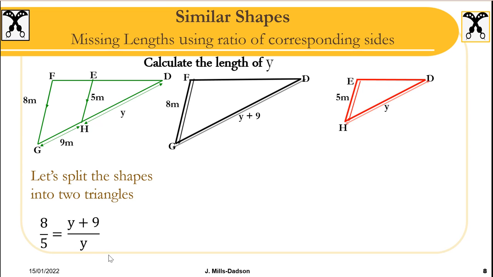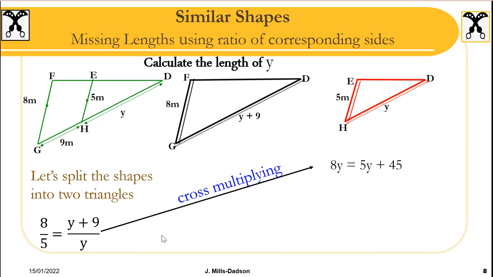Now I've got a simple equation. I cross multiply. I have 8y equals 5y plus 45. And I solve it like an equation by taking 5y from both sides. So I have 3y equals 45. Divide both sides by 3. And I have y equals 15 meters. So y is equal to 15 meters.